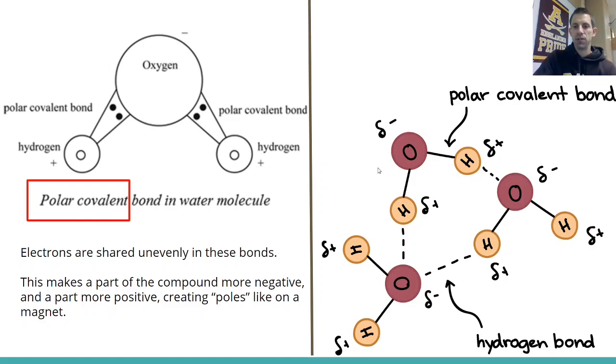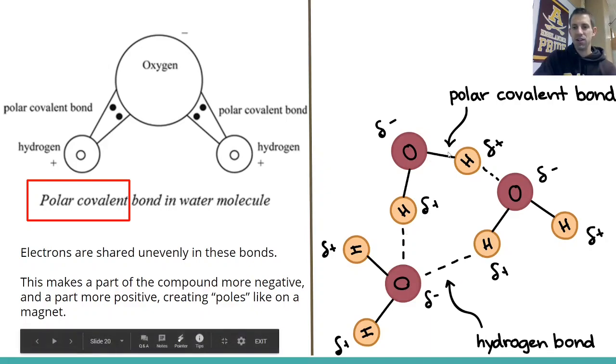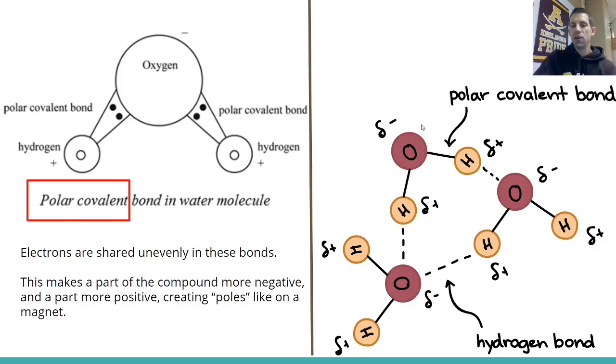There are 3 water molecules. Here's one, here's a second, and here's a third. The solid lines are indicating the polar covalent bonds. These are strong chemical bonds. Notice how there's this symbol here with a little negative sign. This is the symbol for a partial negative charge, not a full negative charge. And this is the symbol for a partial positive charge.